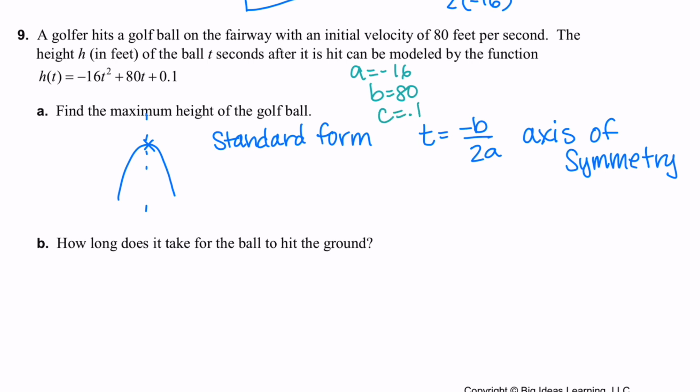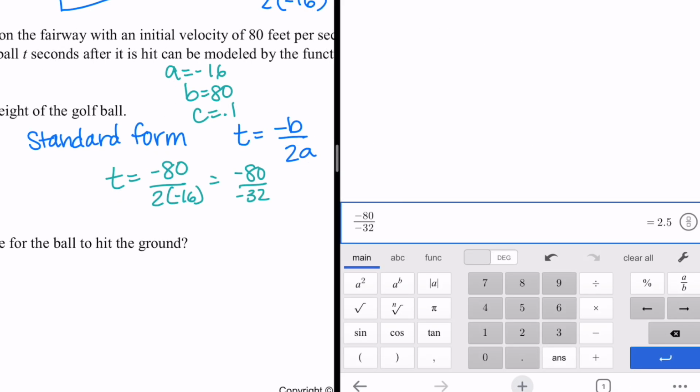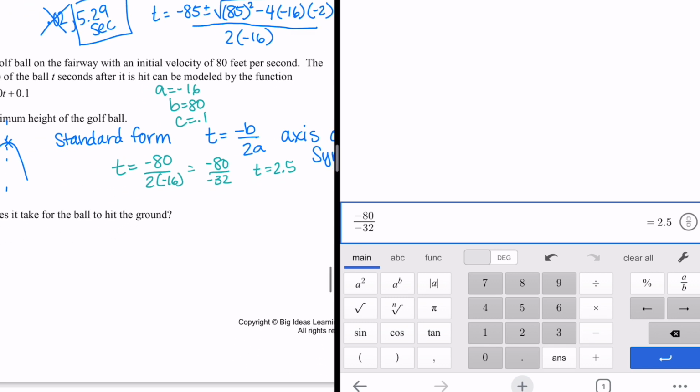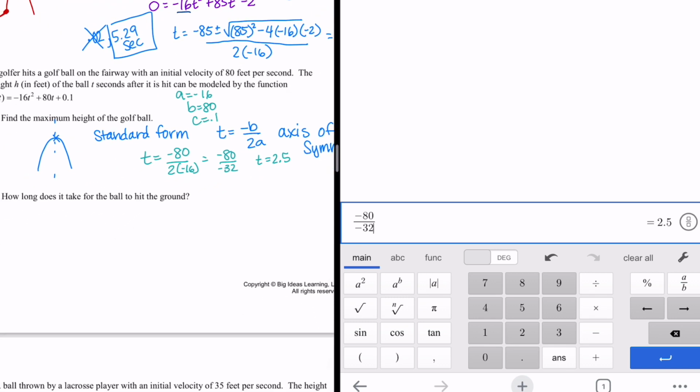We're going to use this to find the time where it's a maximum, and then we can plug that in to get the maximum height. So let's go ahead: time is equal to negative b, so negative 80 over 2 times negative 16, negative 80 divided by negative 32. Let's put that in the calculator. Okay, and this gives us 2.5 seconds. So it takes 2.5 seconds to hit the maximum point.